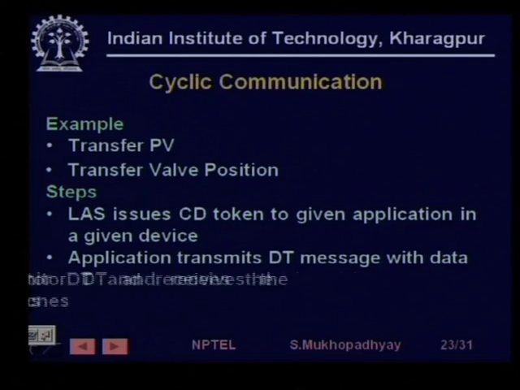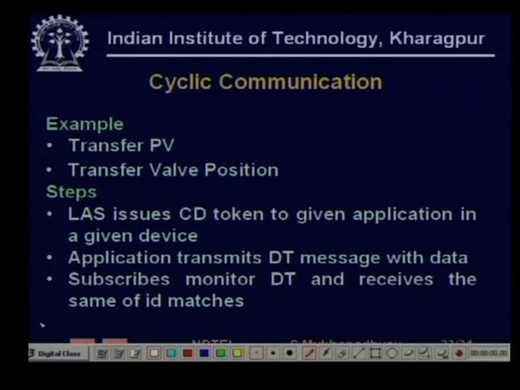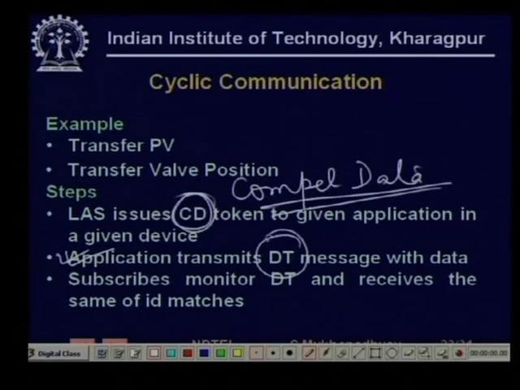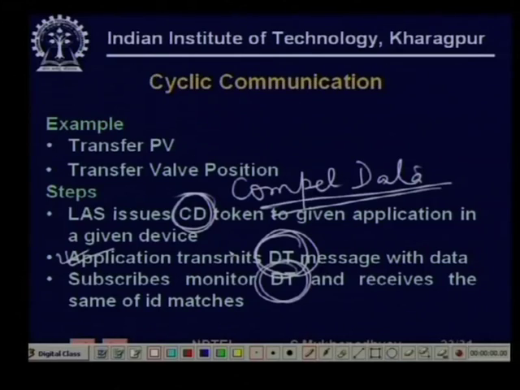So, if there is cyclic communication, what the link active scheduler does is that it issues a CD or compel data token to a particular device. Once the compel data token is given, the device to which this CD token was issued must respond with a data token, right, and then it will send it on the bus. All the devices are actually all the time looking for the data. So, the device which needs the data will receive it, take it and then use it.